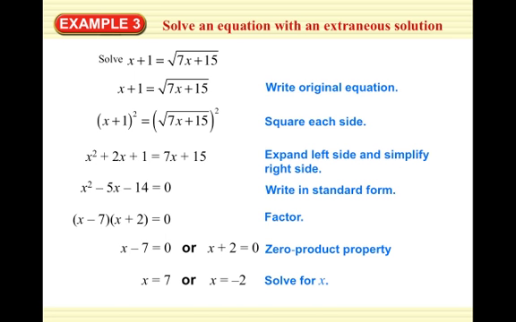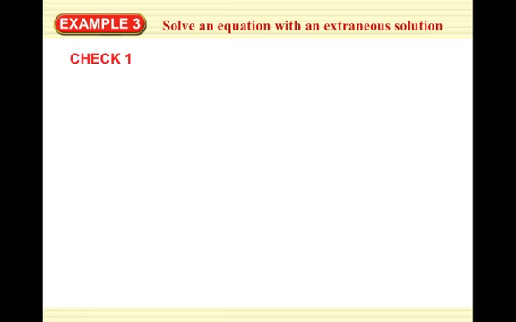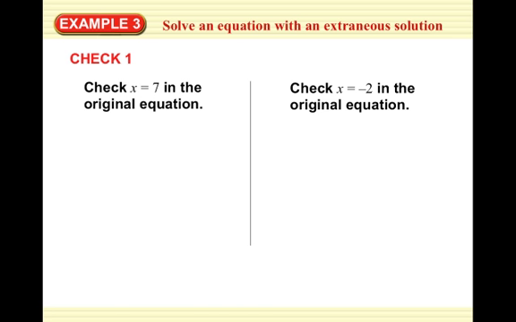Now at this point, these are candidates for solutions for the original equation. They are solutions to our quadratic, but we need to double check that they're both solutions to our original equation. It could be that both work, none work, or just one works. So we're going to check x equals 7 in the original equation, and we're going to check x equals -2 in the original equation.